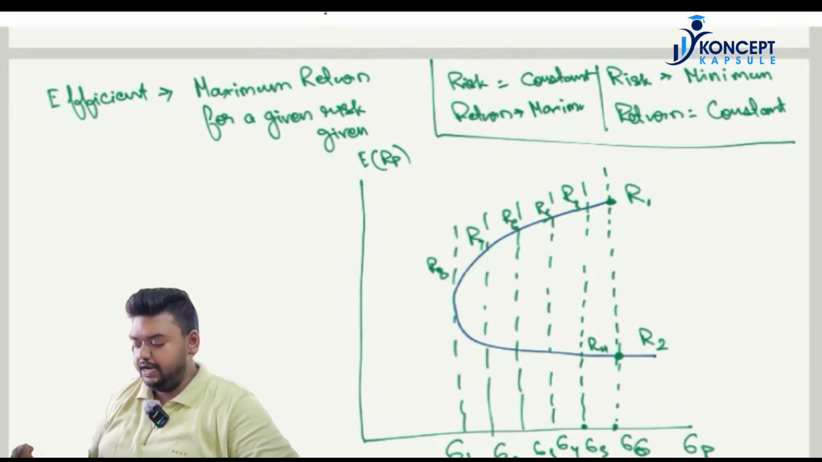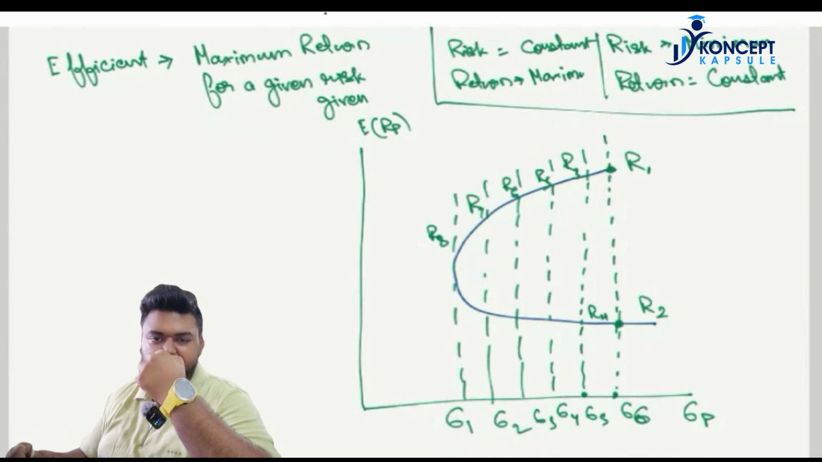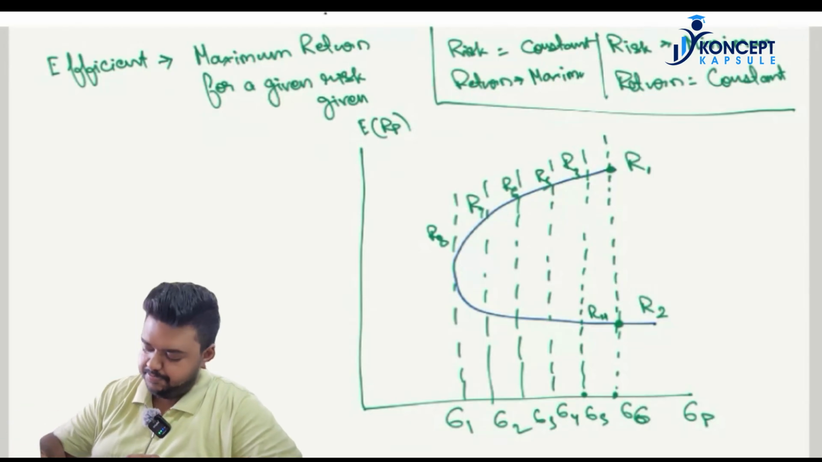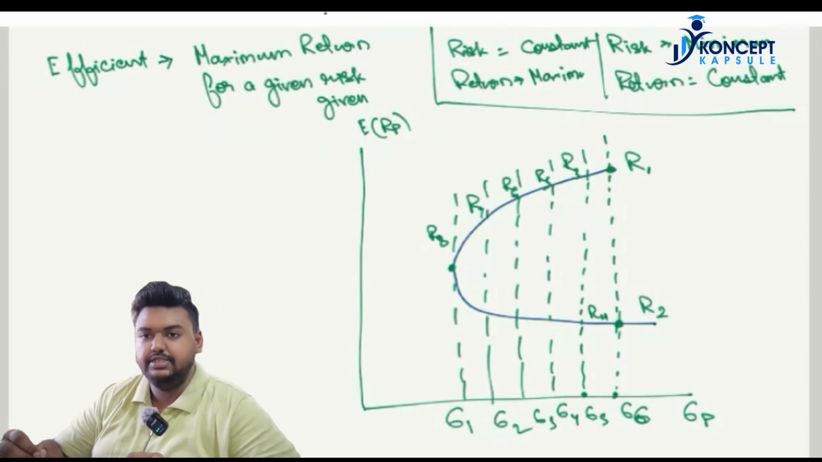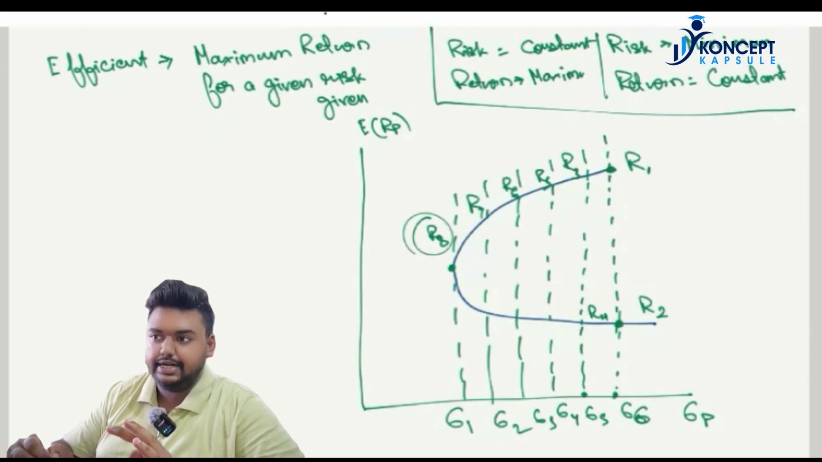Now let us take an example. For sigma 1, what will be the maximum return? For sigma 1, since there is only one point, this is a tangency. R8 is a tangency.